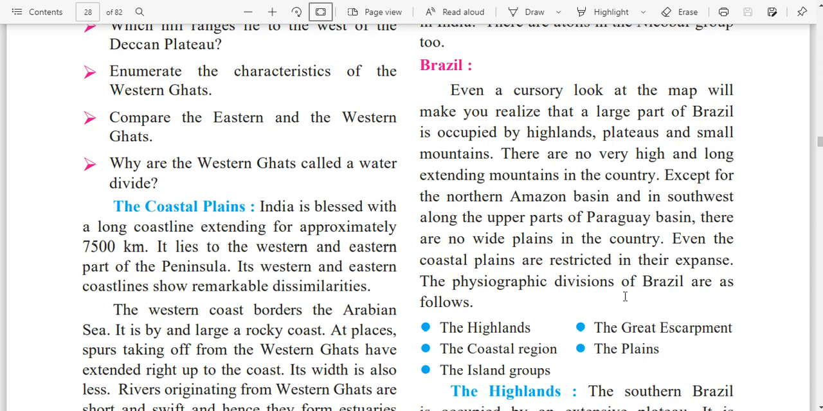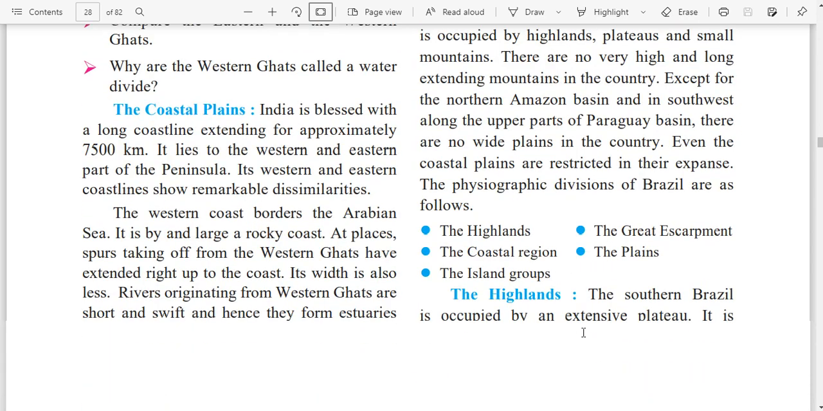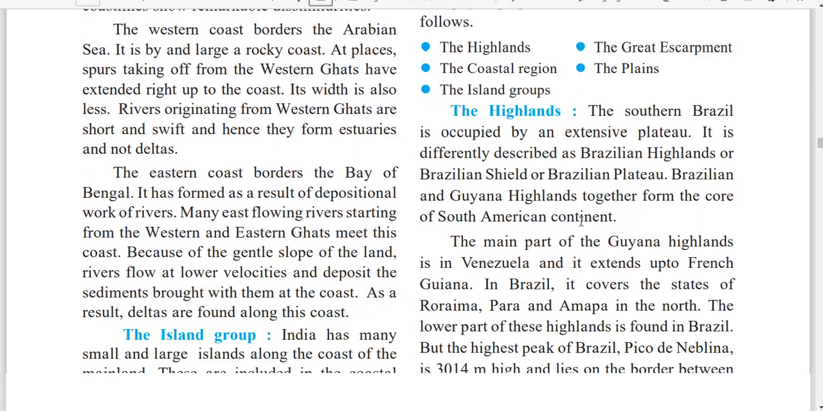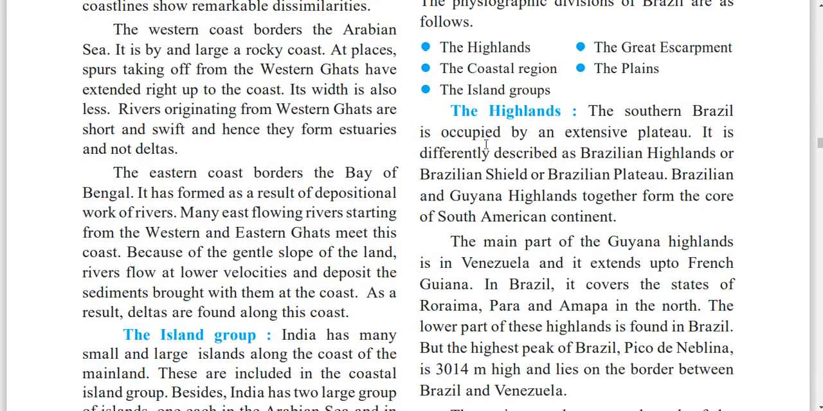The physiographic divisions of Brazil are as follows: the highlands, the great escarpment, the coastal region, the plains, the island groups. The highlands. South Brazil is occupied by an extensive plateau. It is differently described as Brazilian highlands or Brazilian shield or Brazilian plateau. Brazilian and Guiana highlands together form the core of the South American continent.